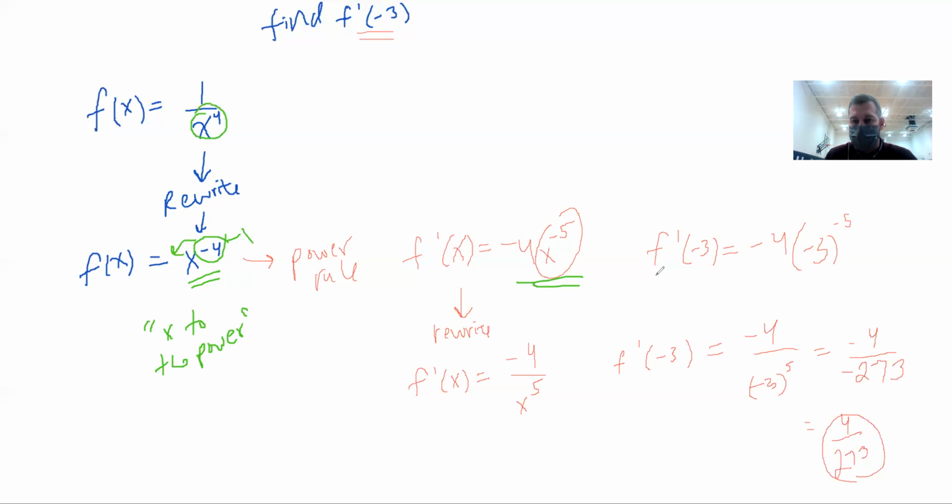And then I could just plug in the -3 here. If you have a calculator, it might still work and you might get some awful decimal. But how I evaluate them is I put them back into a fraction. So I took that -5th, put it back in the denominator, and then I plugged in that -3. That's how I would do those. Hopefully that helps you.